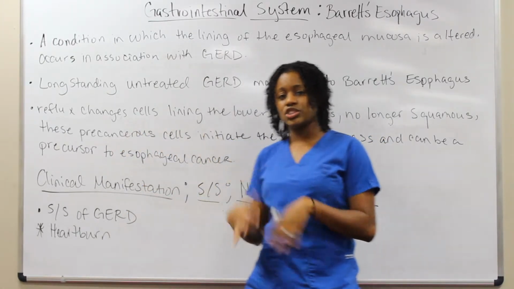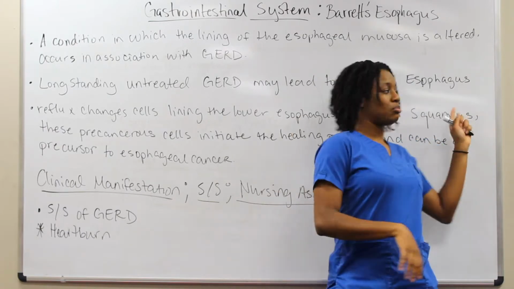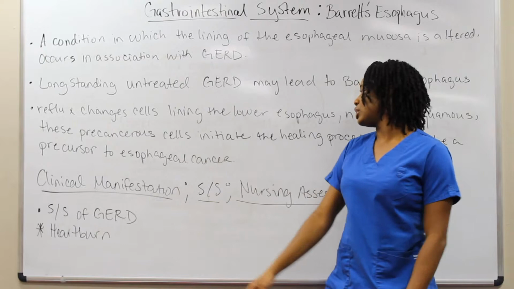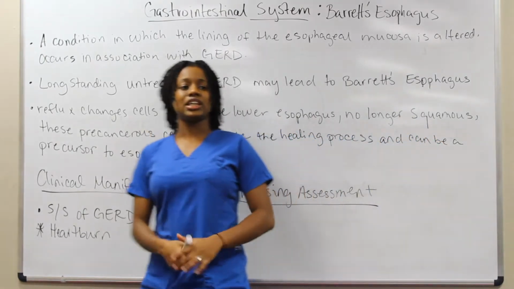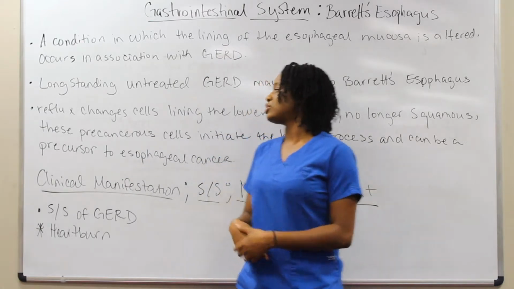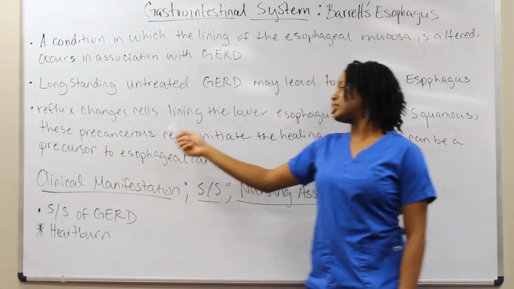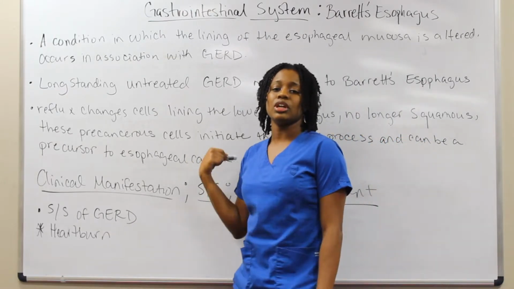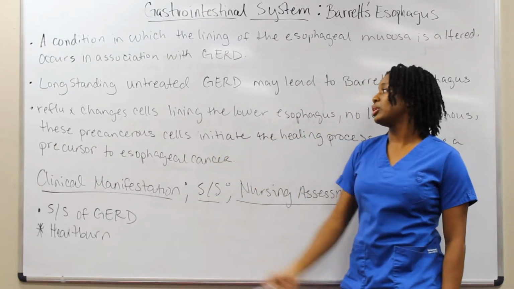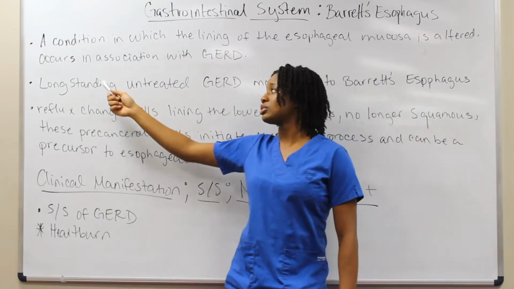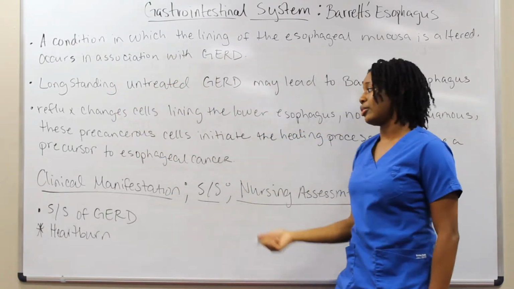And when the body is trying to regenerate to make those cells back into this area, you have a precancerous cell. And when it's trying to initiate the healing process, like I said, it's trying to heal itself and go through the process of mitosis, it leads to a precursor of esophageal cancer. So sometimes your patients who are experiencing esophageal cancer may be because of the fact that they had Barrett's esophagus. Why? Because of a long-standing untreated GERD.